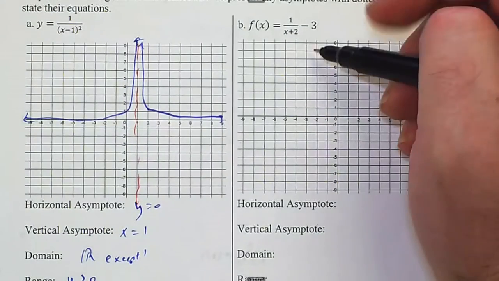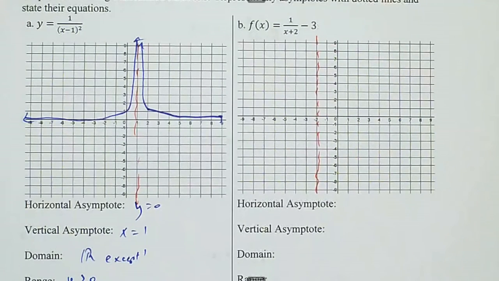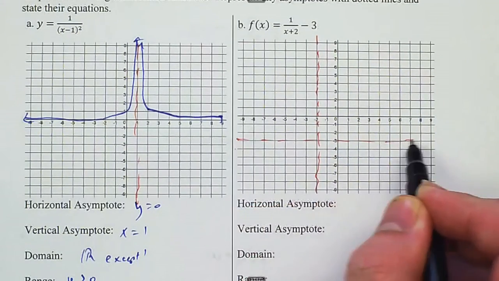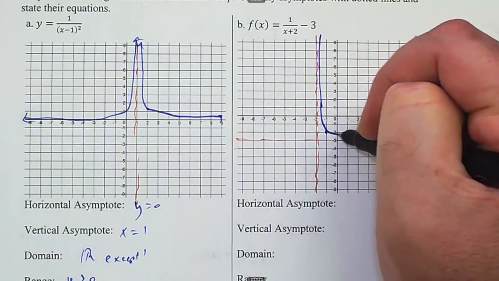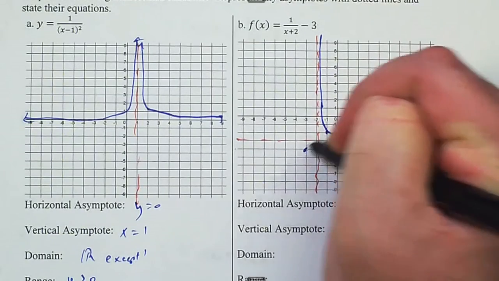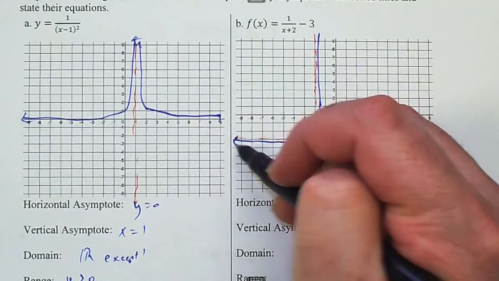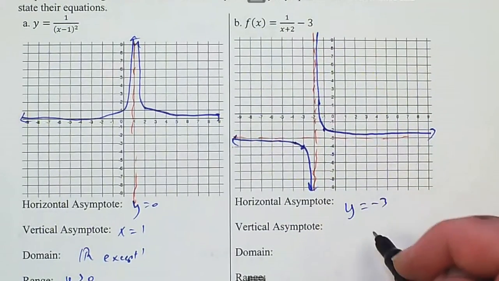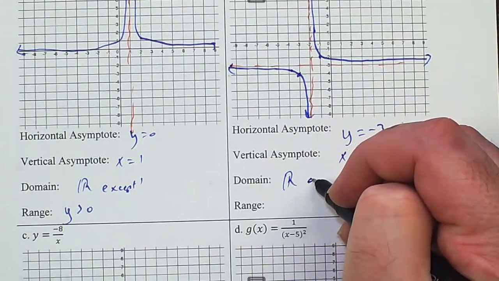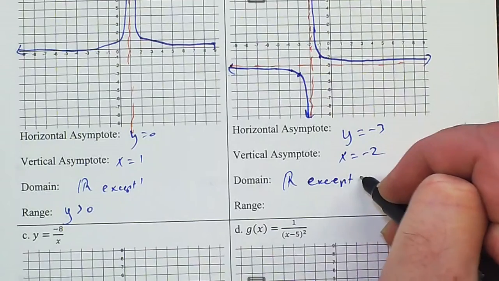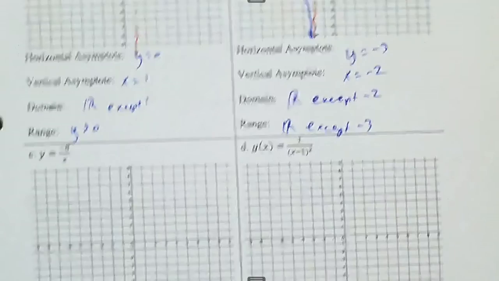On this one, we got a couple transformations. We're going to move our graph to the left 2, so the vertical asymptote moves left 2. We're also going to move down 3, so my horizontal asymptote will go down to negative 3. But everything else about the shape will be the same, so I just construct the same kind of image going through that little one away corner there. Like so. Horizontal asymptote is y equals negative 3. Vertical asymptote is x equals negative 2. My domain is all real except negative 2, and my range is all real except negative 3.